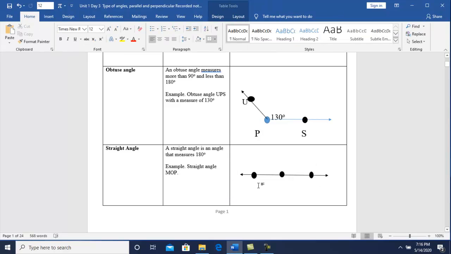And letters, M-O-P. The middle letter has to be O. So here's M. Here's O. Remember, capital letters. And there's P. So there's 3 examples. If you take a protractor, it's going to measure 180 degrees. So anytime you draw a straight angle, it's just going to be a line.